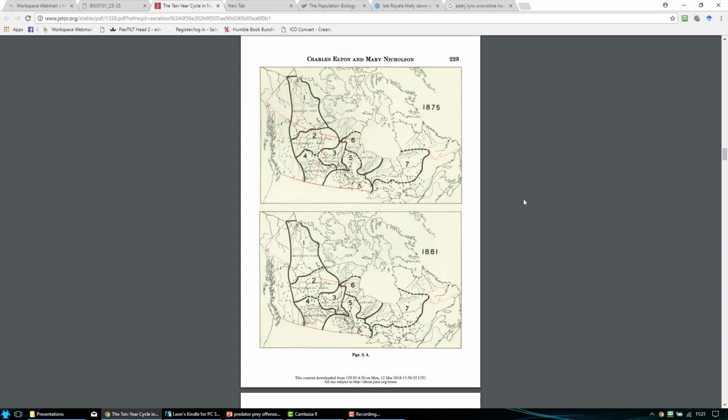And the answer is you should draw two conclusions. First conclusion, which is obvious, they go up and down together, right? The more important conclusion is they don't go up and down together at exactly the same time. The prey goes up and down before the predator.